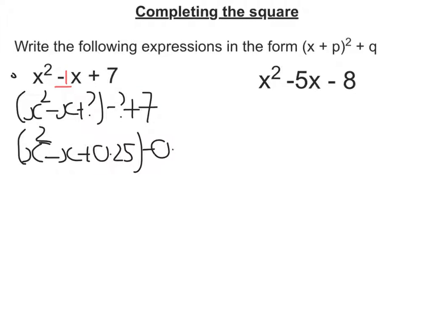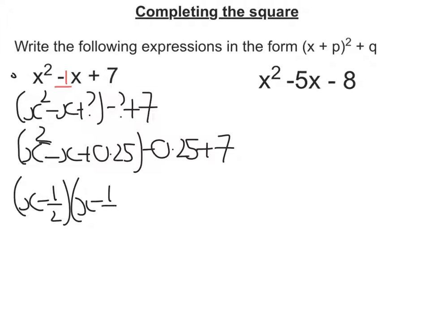minus 0.25 plus 7. Now we look to factorize what's in the bracket. So we're looking for two numbers that times to get to 0.25 and add to get -1. Well, that is -1/2. So we're going to have x minus 1/2, x minus 1/2, and then we're going to have minus 0.25 plus 7.